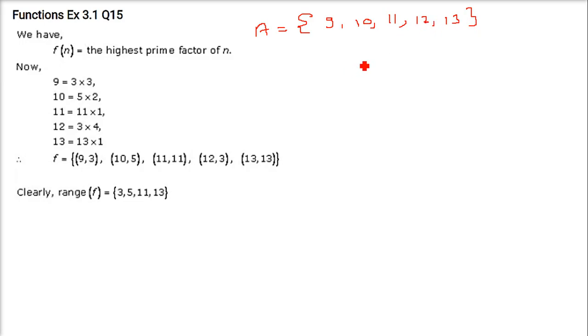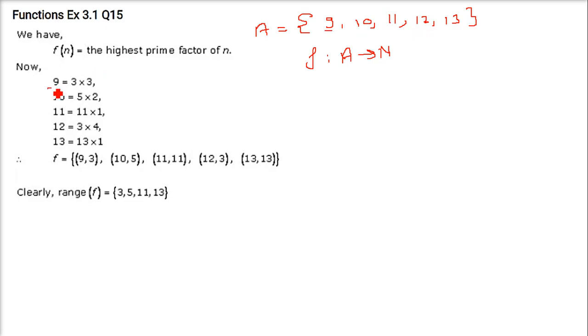Now let f be a function from A to N, defined by f(n) equal to the highest prime factor of n. We have done questions of this sort just now. So we will take these numbers and find their prime factors, so we have to get a prime number.